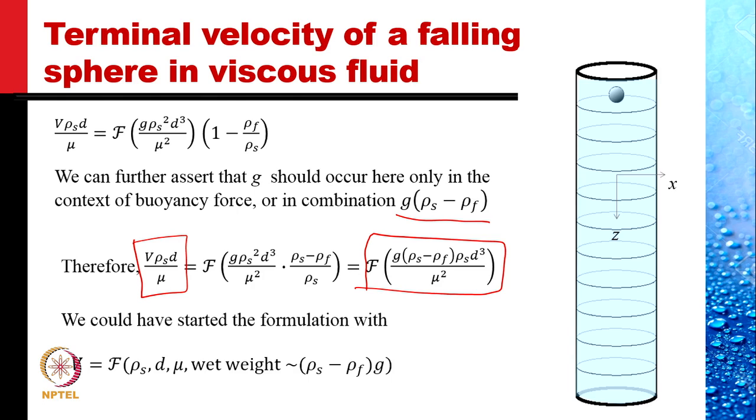That is the weight of the sphere minus the buoyancy, the force that moves the sphere downwards. And net weight is proportional to the density difference times g. So instead of using rho f and g separately, we could have used this in this combination. And if we had done that, we would have arrived at this equation directly. This again illustrates how physical information can be used to augment dimensional analysis.